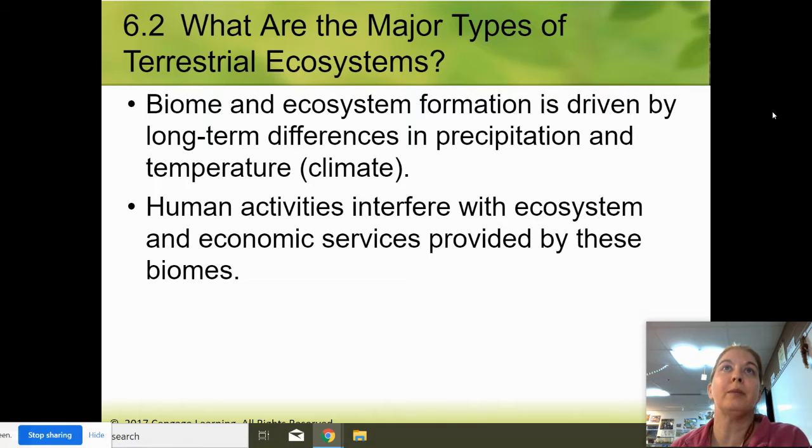What are the major types of terrestrial ecosystems? You have all done this before in freshman year when you learned about biomes. So we're going to look at those quickly, but then mainly focus on human impact to these different ecosystems.